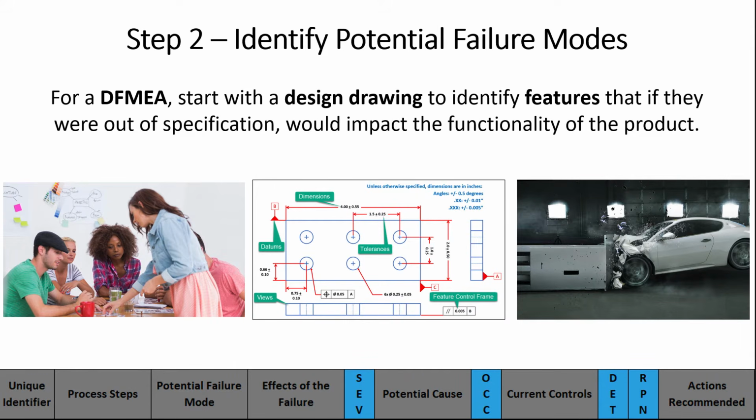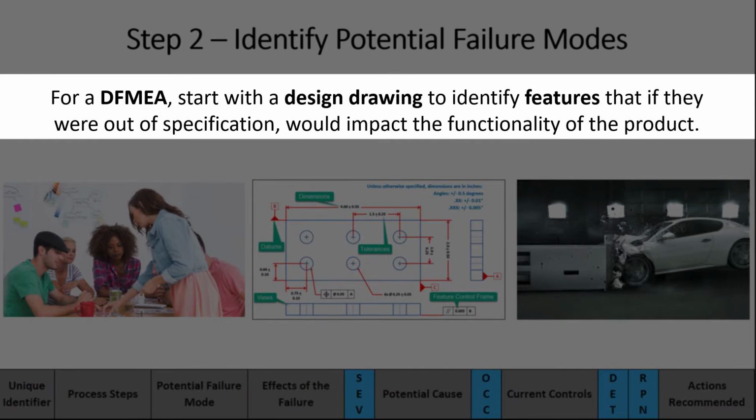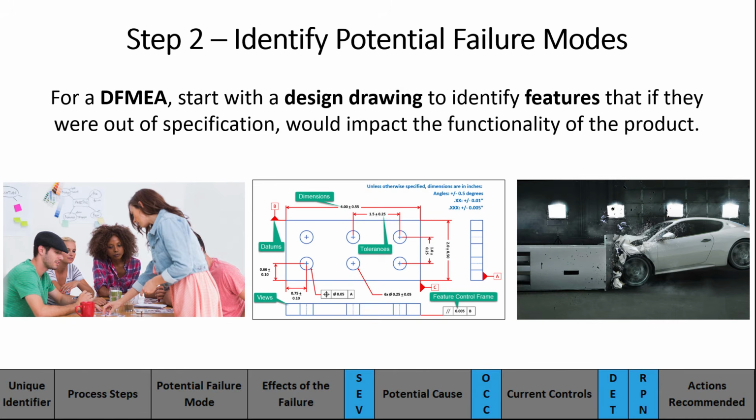For a DFMEA, what I recommend is that people start with their design drawings. So you've got this new design, you've got components, you've got subsystems. What you want to look for are features that, if they were out of specification, would directly impact the functionality of your product. This is a critical to quality attribute. And this can help you when you're tolerancing and dimensioning your product. If you have a product feature that is directly related to functionality, maybe you need really tight tolerances. But if you have other features that are maybe only indirectly related to functionality, or they're not related to functionality at all, maybe you can widen those tolerances a little bit.